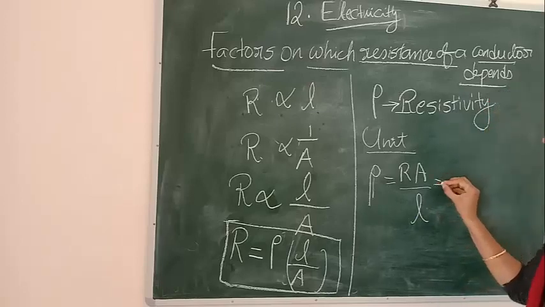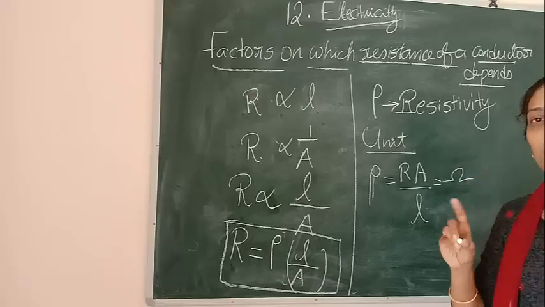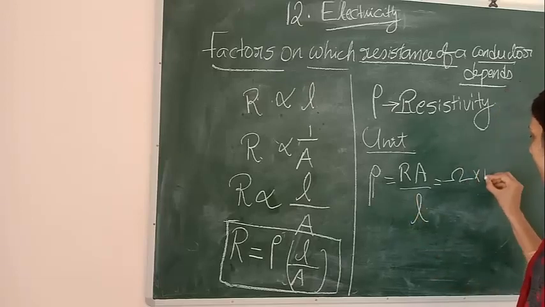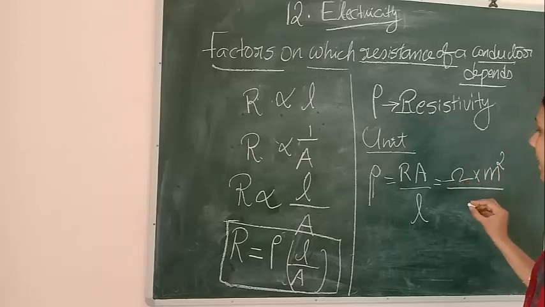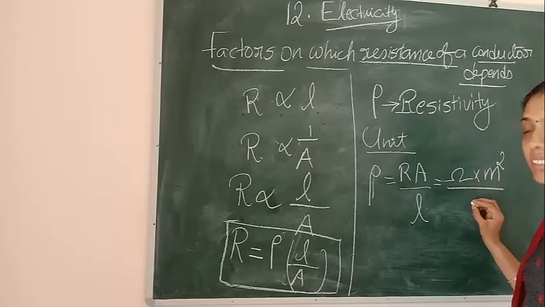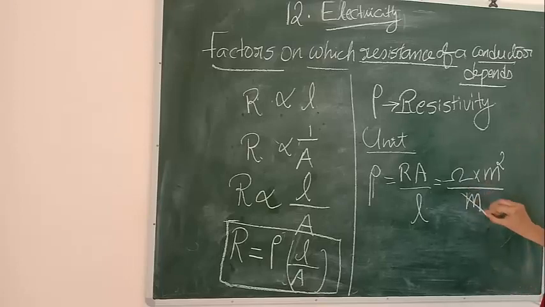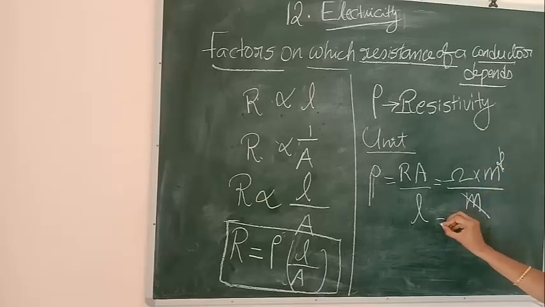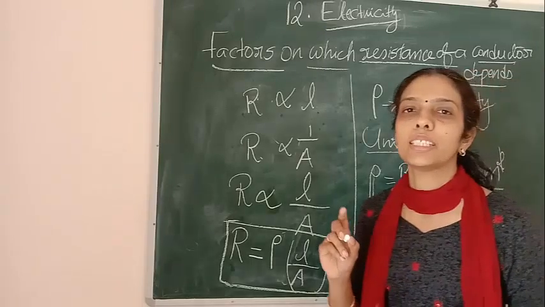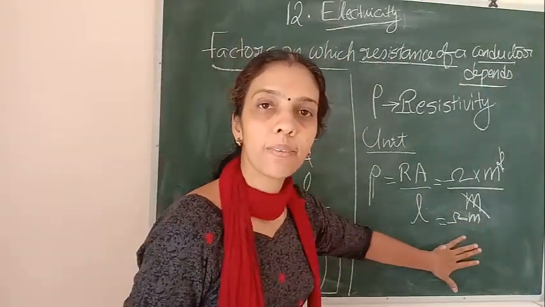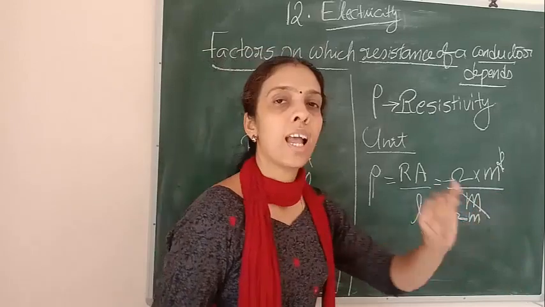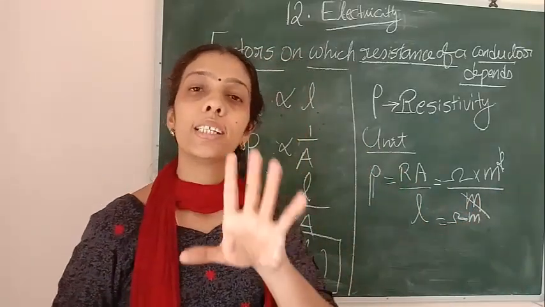So, here, what is the unit of resistance? Ohm. What is the unit of area? Everything is in SI units, so it is meter square. Divided by, what is the unit of length? Meter. And meter square and meter will cancel and we will get ohm meter. So the unit of resistivity is ohm meter. Clear now?